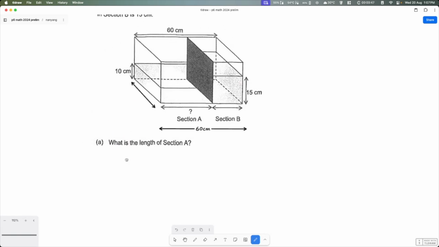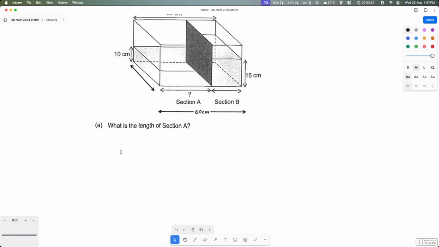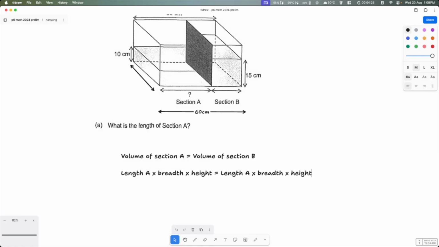Over here, we can write down that the volume of section A is equal to the volume of section B. In this case, it's basically length A times breadth times height, equal to the same thing for B: length B times breadth times height.